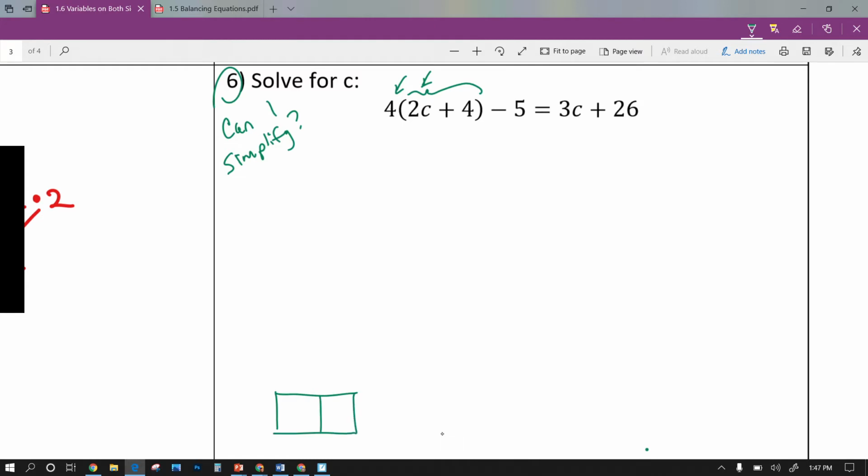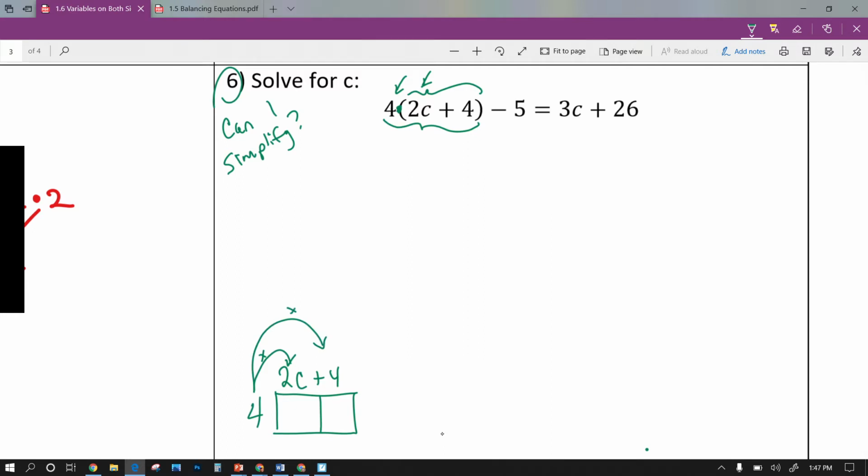And just like the parentheses here, where I'm going to use the distributive property, the 4 is on the outside. And then up top, I'm going to put that 2c plus 4. Now remember, I am multiplying that 4 times whatever's in those parentheses. So I'm going to multiply 4 times 2c, and I'm going to multiply 4 times 4.